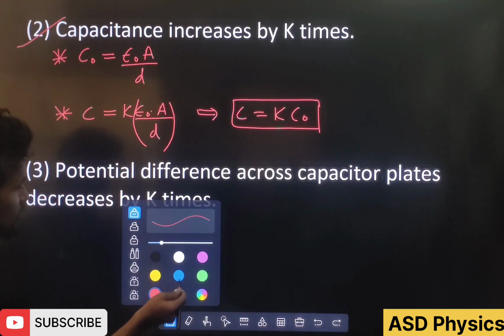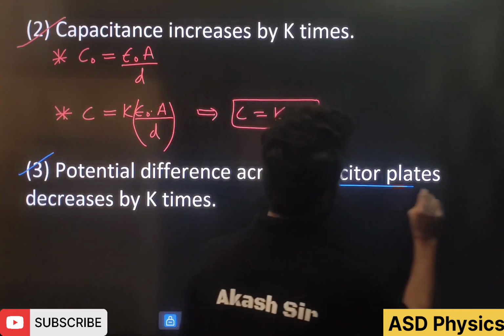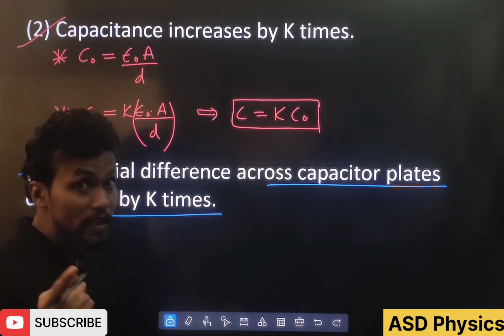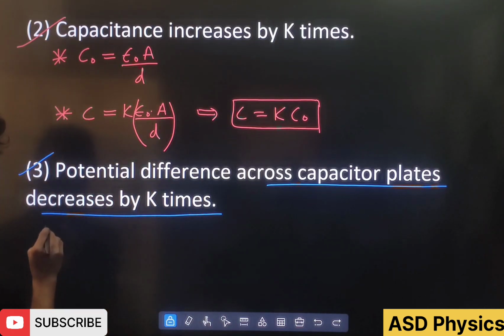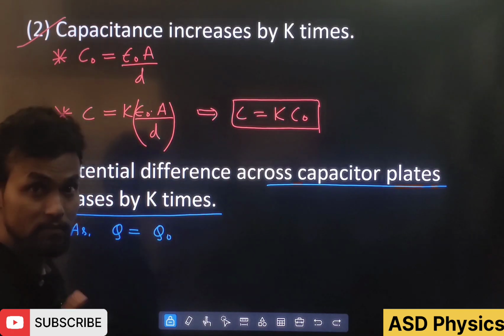Now the third one: potential difference across capacitor plates decreases by K times. How can we tell this will decrease? So see here, as you know very well, Q is equal to Q naught. That we know very well.